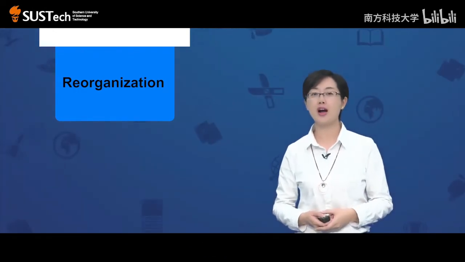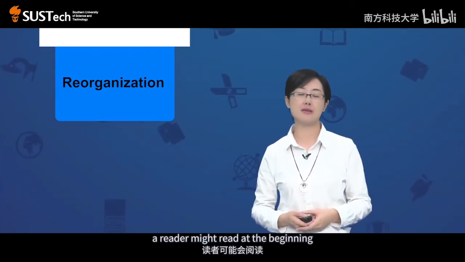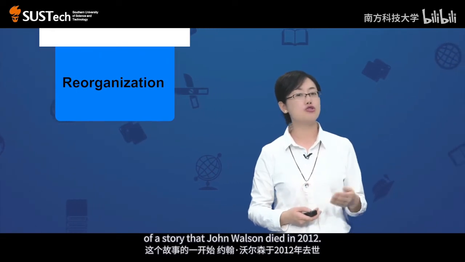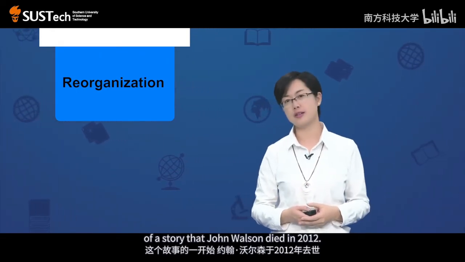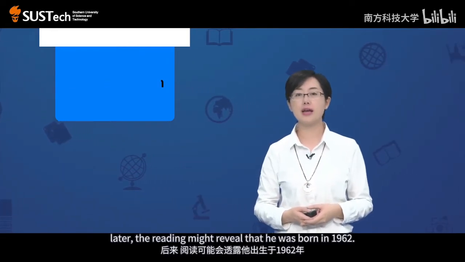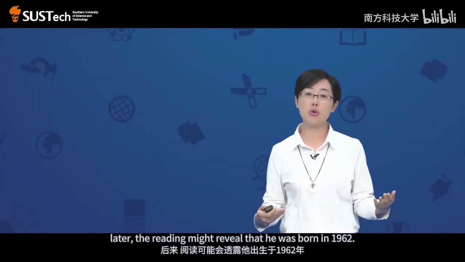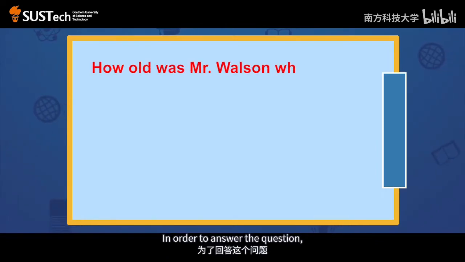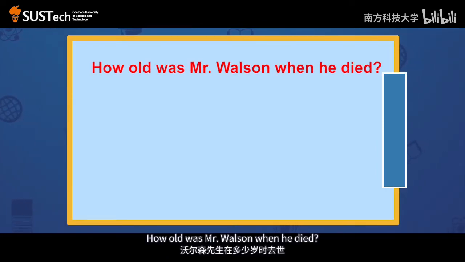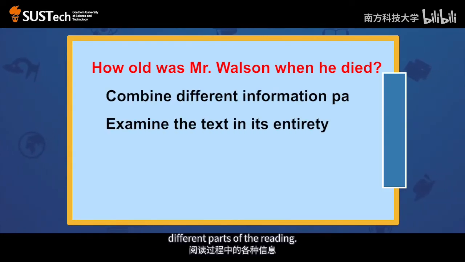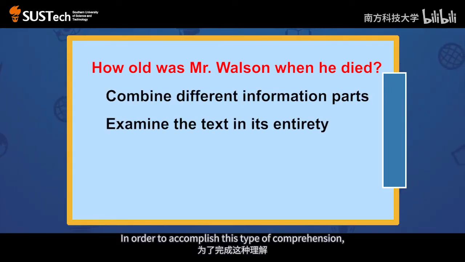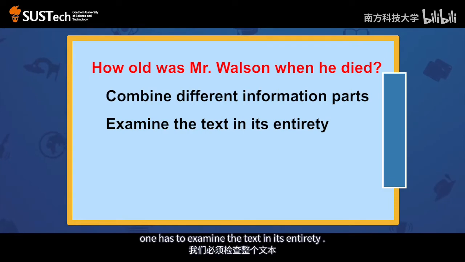For example, a reader might read at the beginning of a story that John Watson died in 2012. Later, the reading might reveal that he was born in 1962. In order to answer the question, how old was Mr. Watson when he died, you have to combine information from different parts of the reading. In order to accomplish this type of comprehension, one has to examine the text in its entirety.